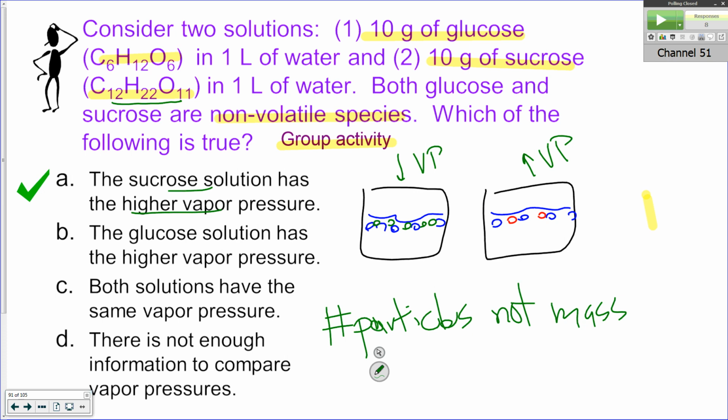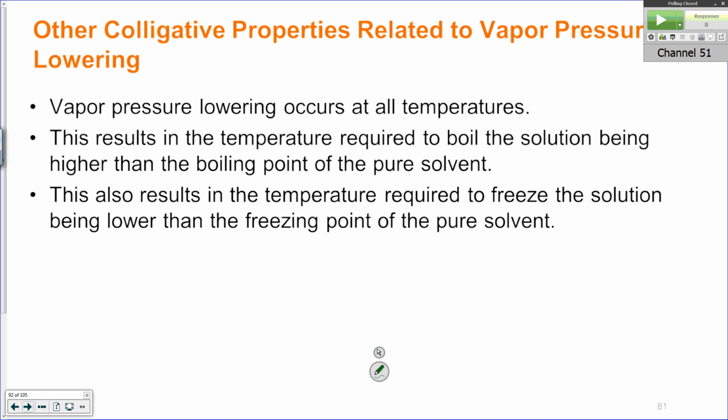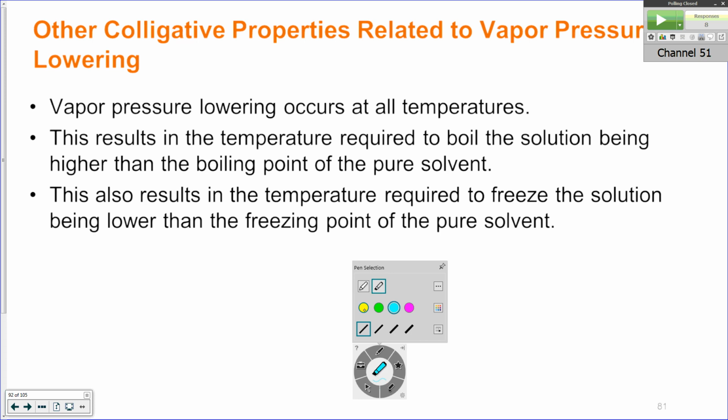Very likely to see a problem like that on the exam versus the final exam as well. Right, so you've got to put pieces of the puzzle together. Okay, there's a couple of other ways that we monitor these colligative properties, and we actually apply those. We're kind of at the time of year where we use these more frequently.